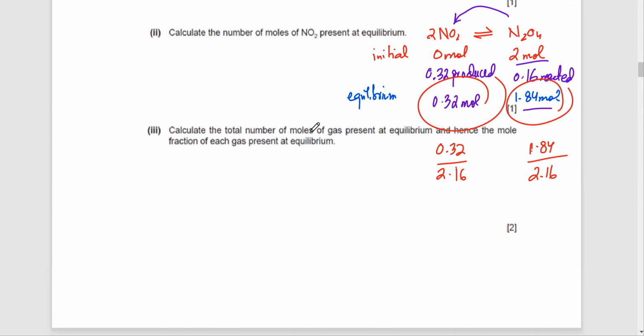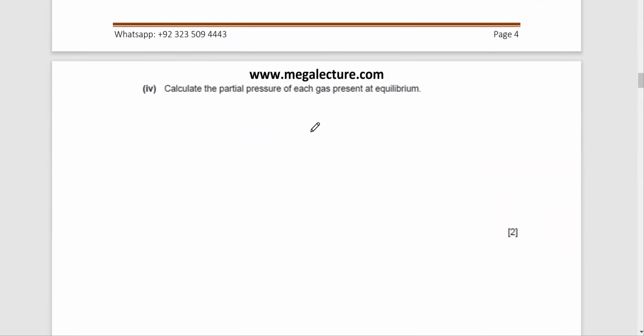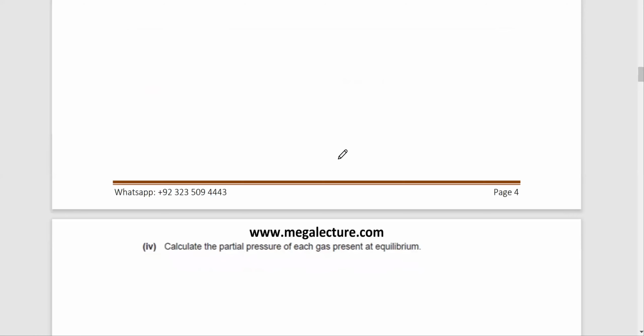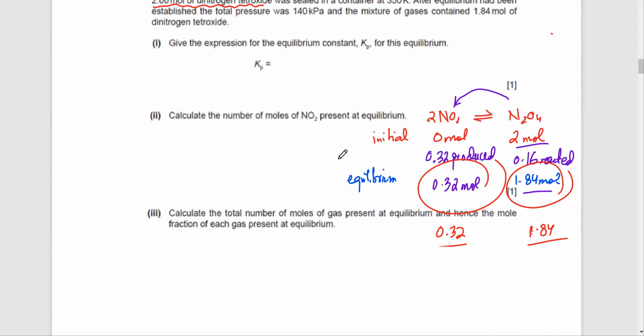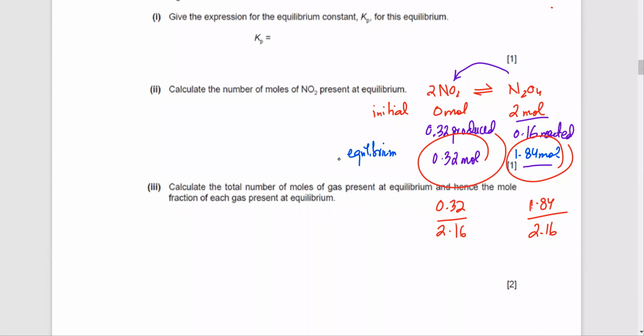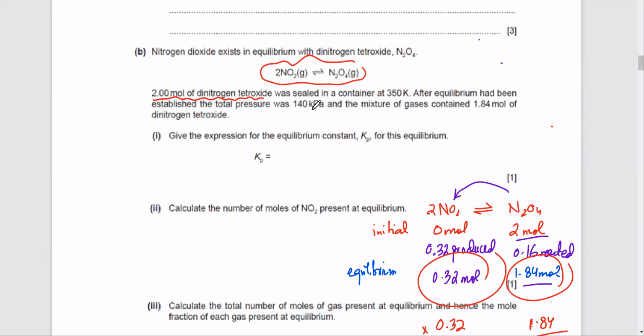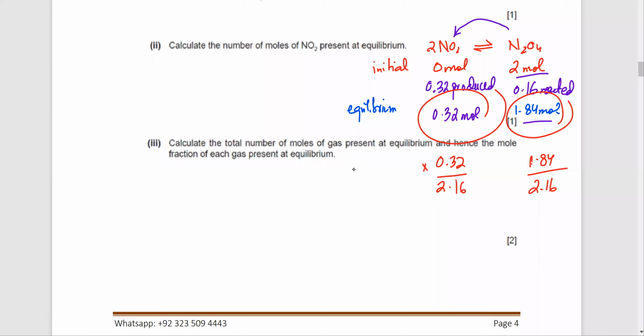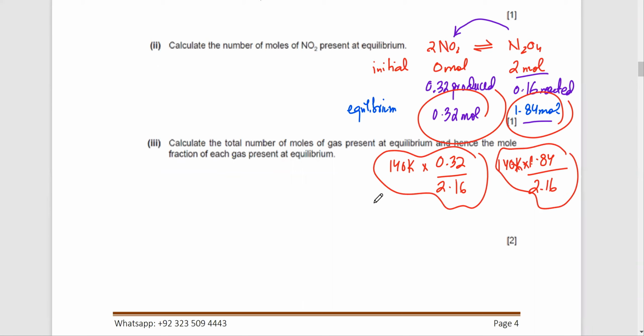And at the end, he's calculating the partial pressure. How do you calculate the partial pressure? Multiply the mole fraction by the total pressure, which is 140 kilopascals. It was given over here. At equilibrium, it's 140 kilopascals. So you multiply by 140, that's your partial pressure of NO2, and this would be multiplied by 140 as well, in kilopascals. So you figure out not the mole fraction, but the partial pressure of the two gases.